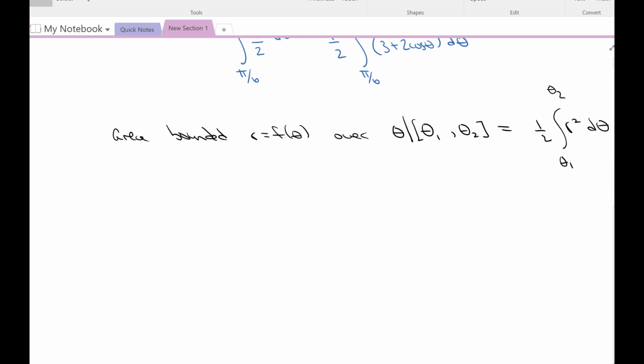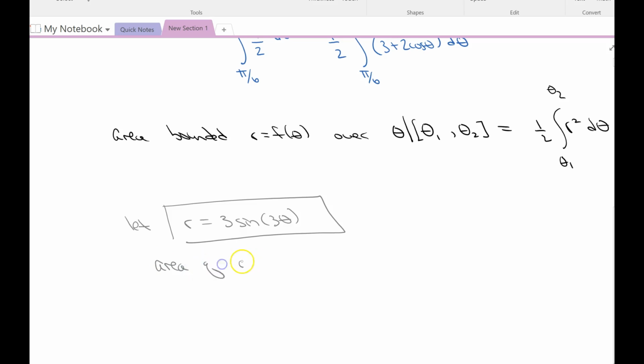But before I get to that, I'd like you to do this, okay? Let's let this be the case: r equals 3 sine of 3 theta. And I would like you to generate 2 different integral expressions that would describe the area of one of these petals. So I want you to describe the area of one petal using 2 different integral expressions, and then replay me for the answer.